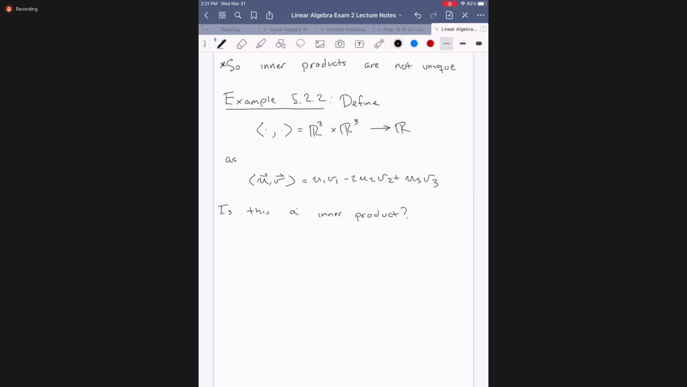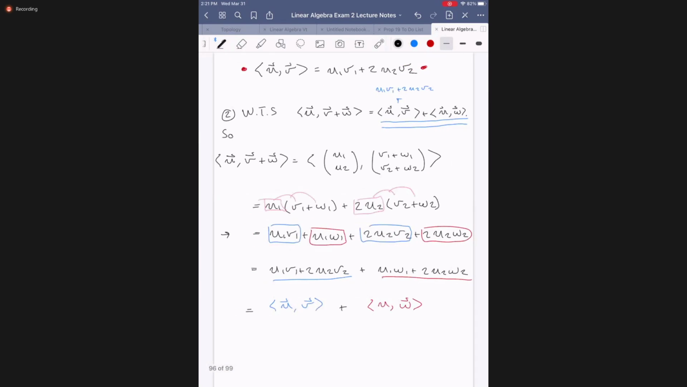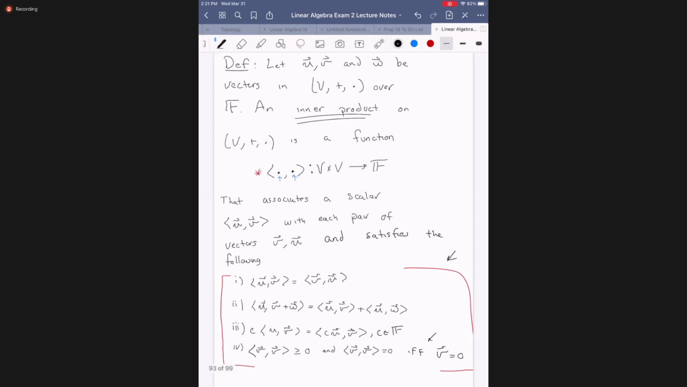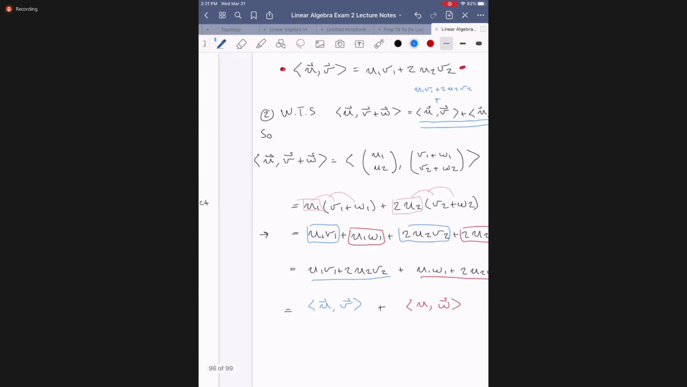Okay. So is this an inner product? Well, this is the one I mentioned. You always want to check the easy ones first. One of the easier ones to check is the one I always do first. You typically do number 4 first, because that one's probably the easiest to check to see if it's satisfied or not. So let's check that one first.